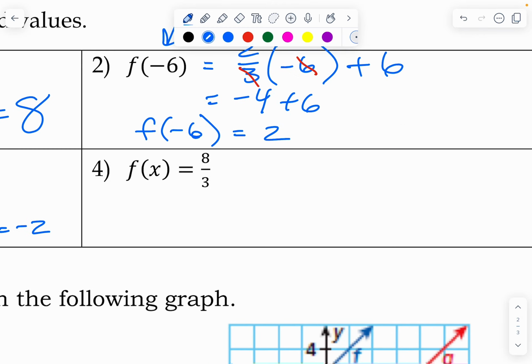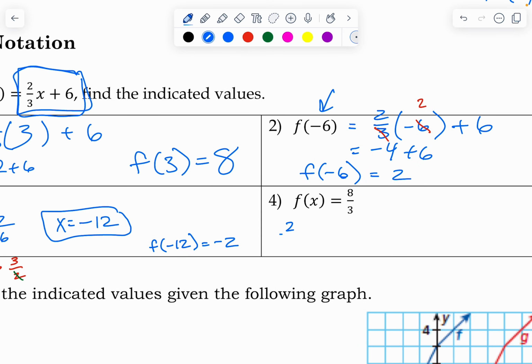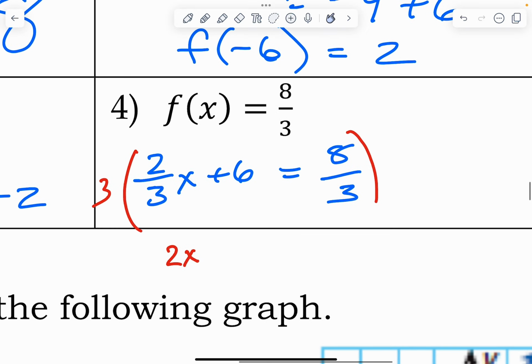Okay, f of x equals 8/3. What did we just say f of x was equal to? 2/3 x plus 6 equals 8/3. Oh, you're going to make me work with fractions. All right, I can do it. Actually, we could be lazy, I mean efficient. As long as I do it to everybody, I can multiply everybody by 3. Notice that'll clear out my denominators. I can rewrite this, and now I have 2x, because the 3's cancel.